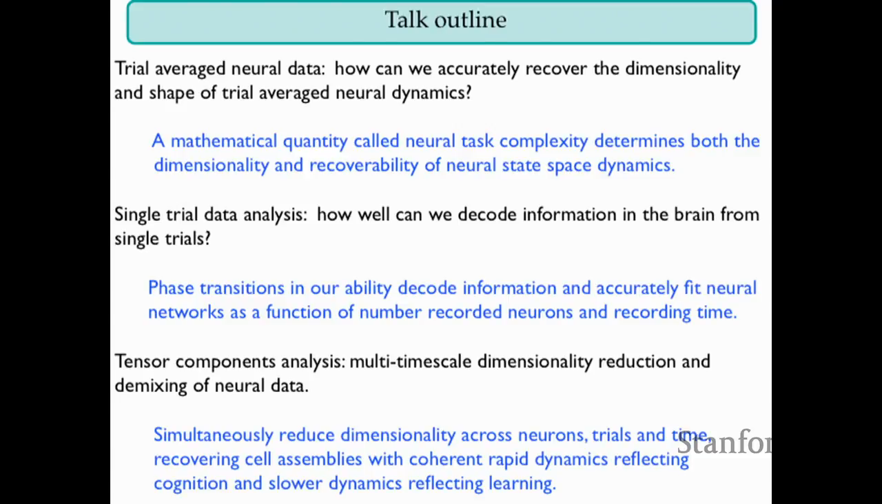So neural dynamics exists on multiple timescales, right? There are dynamics of hundreds of milliseconds mediating cognition, behavior, action, and perception, and much, much longer timescales, hours to days. That kind of dynamics mediates learning. So this algorithm can simultaneously reduce dimensionality across neurons, individual trials, and time across trials to recover so-called cell assemblies with coherent rapid dynamics reflecting cognition and slower dynamics reflecting learning. So that's the outline of the talk.